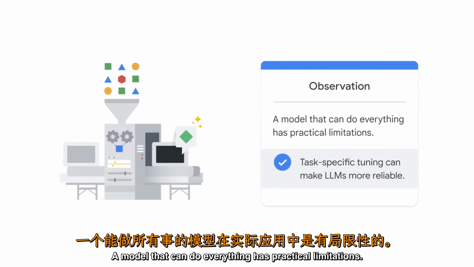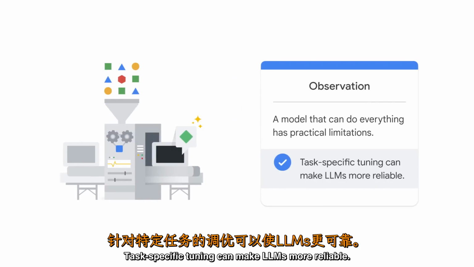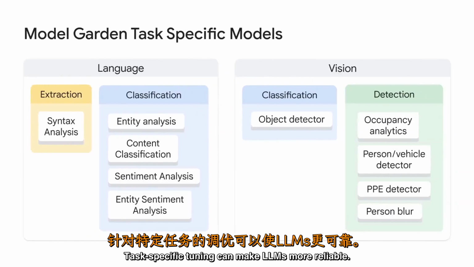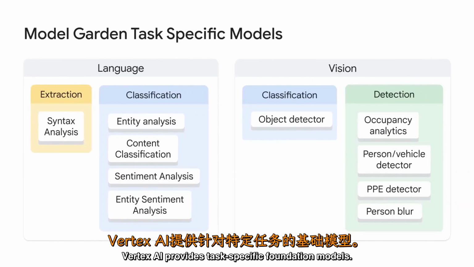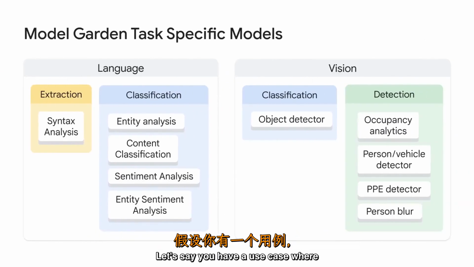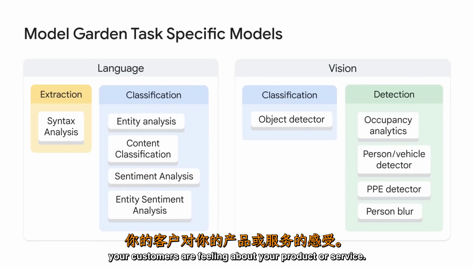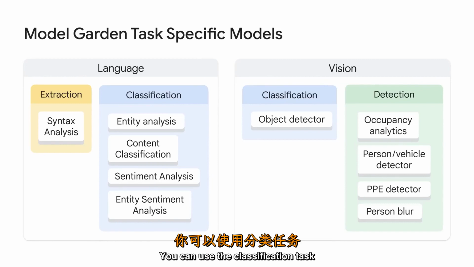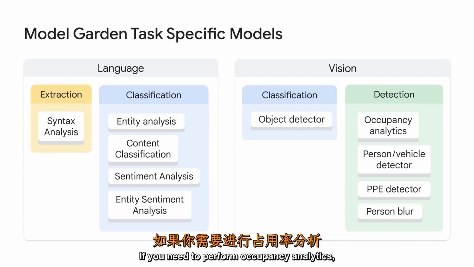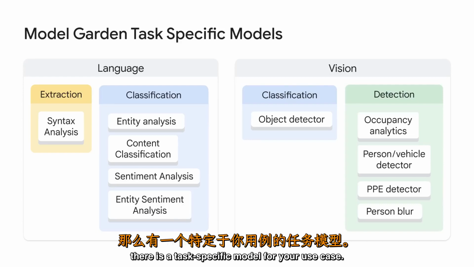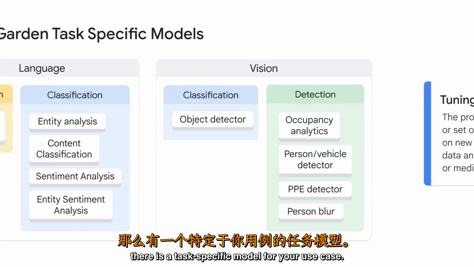A model that can do everything has practical limitations. Task-specific tuning can make LLMs more reliable. Vertex AI provides task-specific foundation models. Let's say you have a use case where you need to gather sentiments or how your customers are feeling about your product or service. You can use the classification task Sentiment Analysis Task Model. Same for vision tasks. If you need to perform occupancy analytics, there is a task-specific model for your use case.